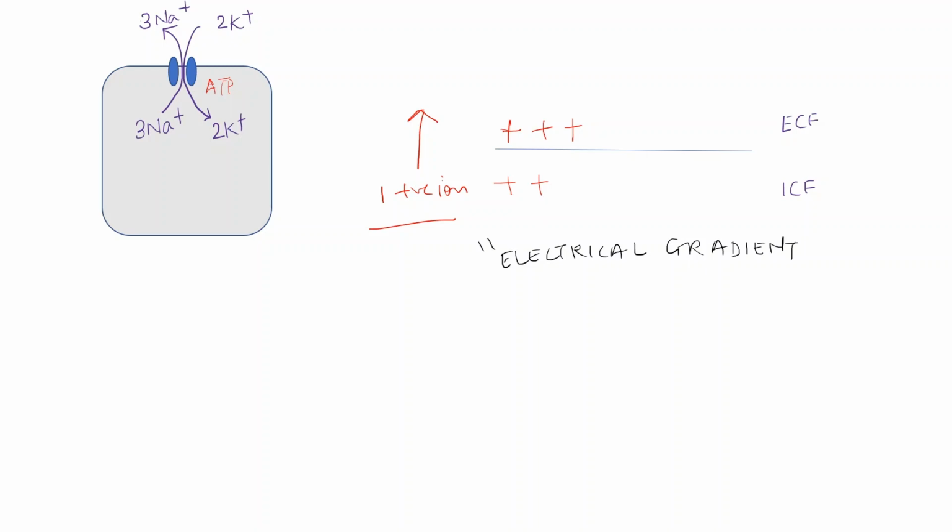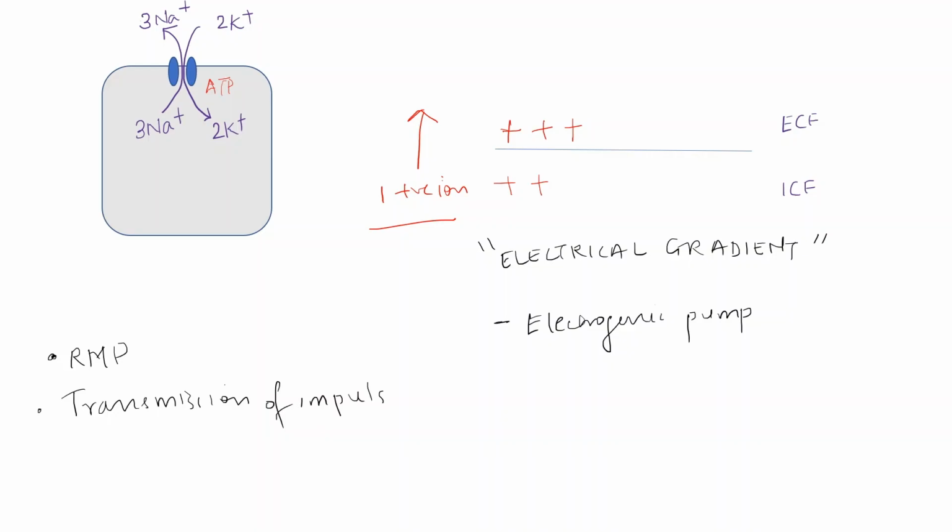Because the pump creates an electrical gradient, the pump is also called an electrogenic pump. So, our sodium-potassium pump is an example of primary active transport, which is also electrogenic. That is, it creates an electrical potential, and this potential is important for generation of resting membrane potential and for transmission of impulses. Transmission of impulses, whether in muscles or nerves, okay, everywhere it helps. Alright, let's look at another function.